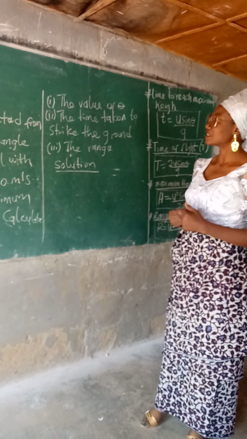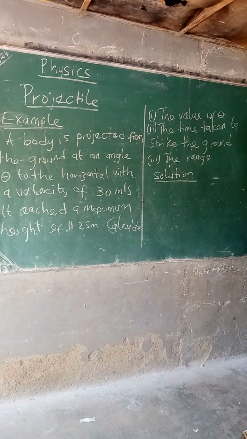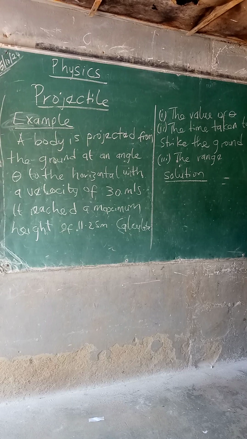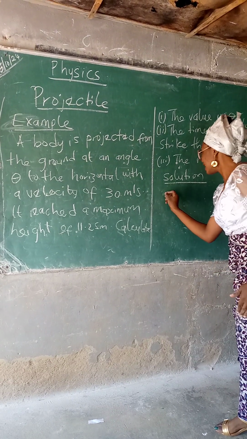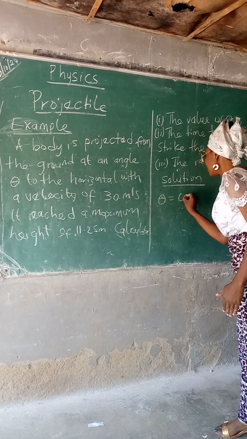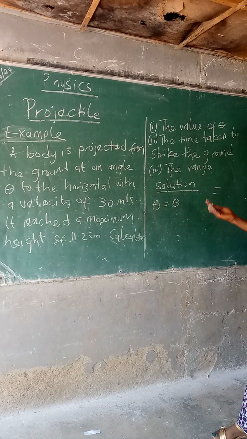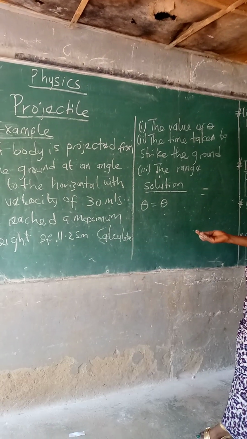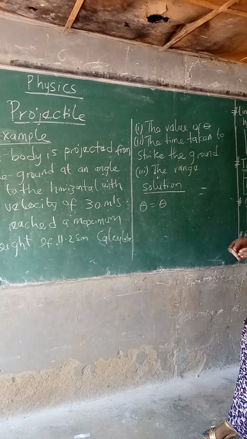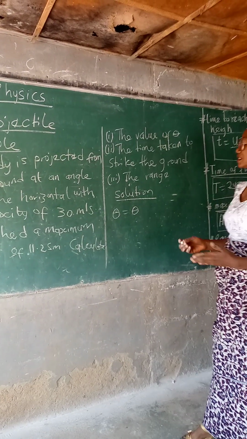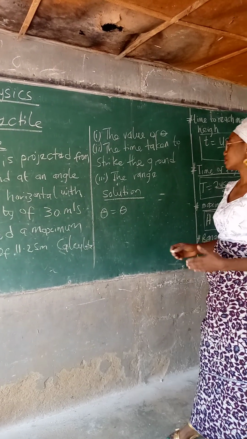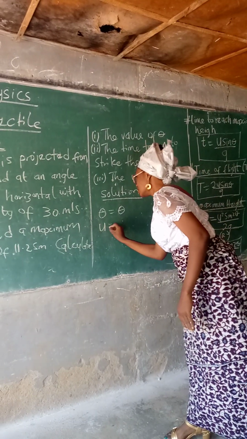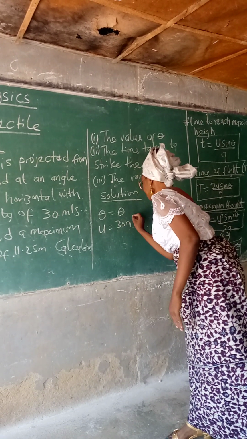A body is projected, you follow the question gradually. A body is projected from the ground at an angle of theta. So it means the angle is theta. It doesn't have a value. We're not given the magnitude of the angle, so we'll write theta still. To the horizontal with a velocity of 30 meters per second. So we have u to be 30 meters per second.